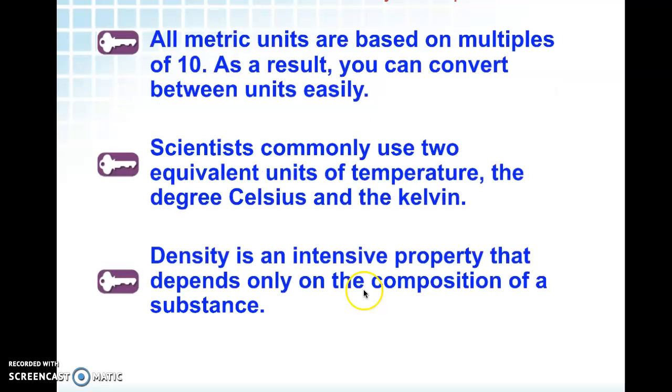So a couple of key concepts just to review. All metric units are based on multiples of 10. As a result, you can convert easily between units just by bumping the decimal point. Scientists commonly use the two equivalent units of temperature, degrees Celsius and Kelvin, and density is an intensive property that depends only on the composition of the substance.